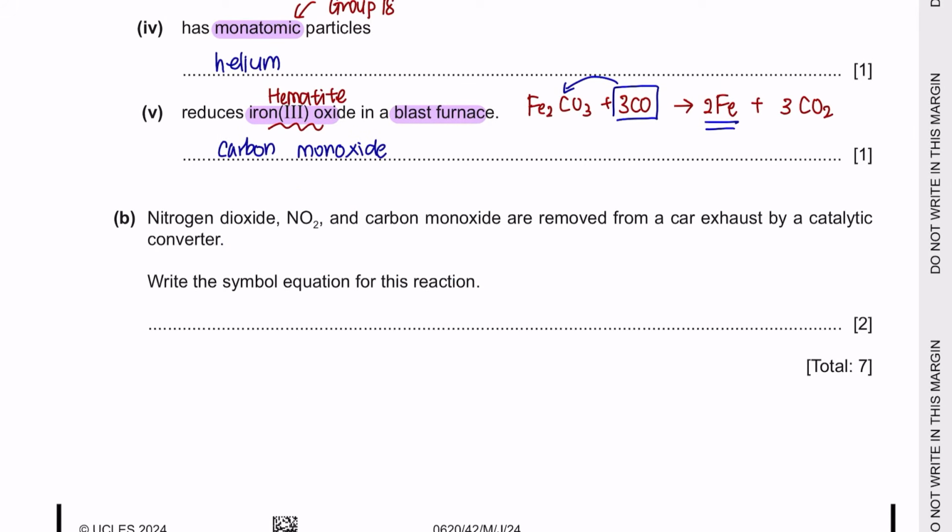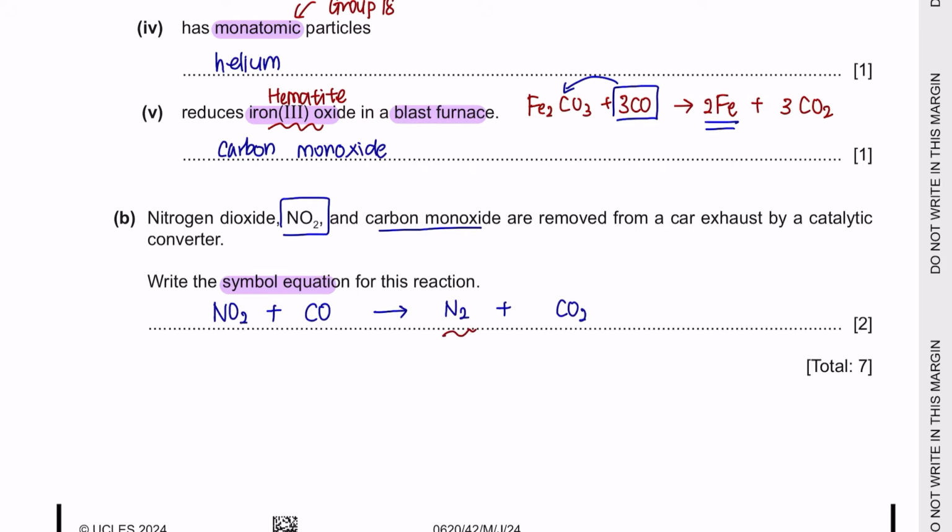Next, question part B. Nitrogen dioxide and nitrogen monoxide are removed from a car exhaust by a catalytic converter. Write the symbol equation for this reaction. So the nitrogen dioxide will react with the carbon monoxide, producing nitrogen gas and carbon dioxide, which is safe to release to the environment. Now we're just going to have to balance this equation.